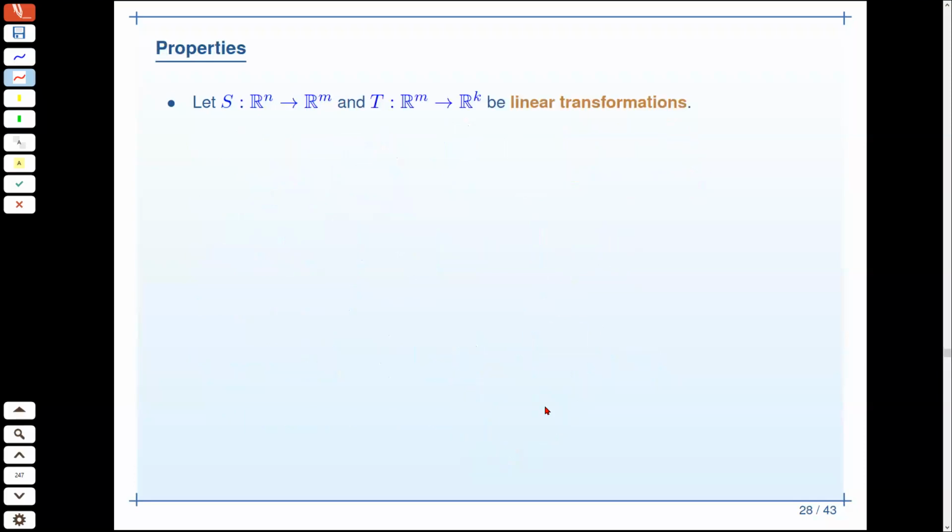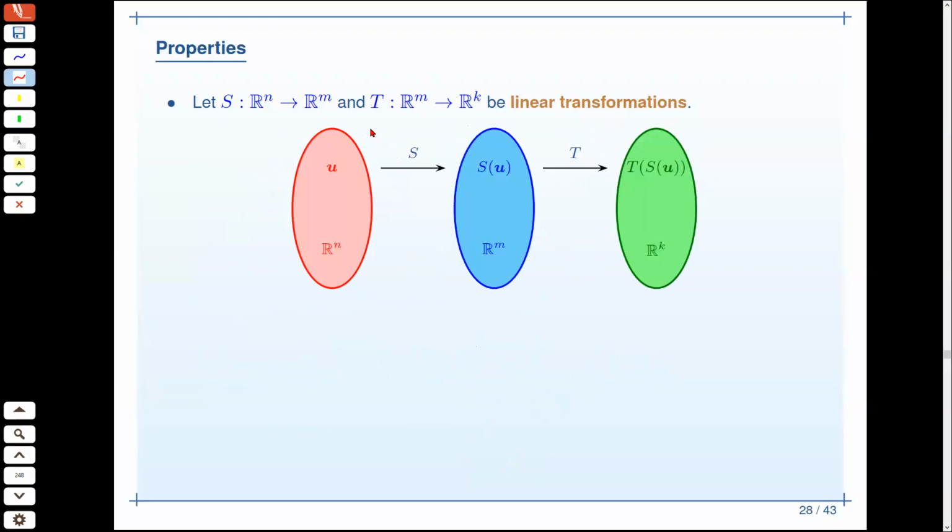Okay, in general, suppose we have two linear transformations, where the codomain of the first is the same as the domain of the second, so we can take the composite. Here is the picture which I copied from the previous page. Now suppose A is the standard matrix for S and B is the standard matrix for T. Can we find the standard matrix for the composite?